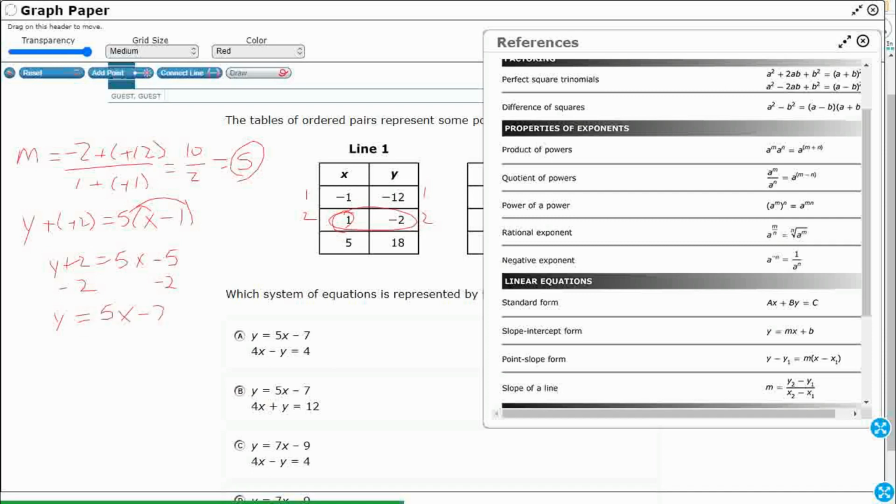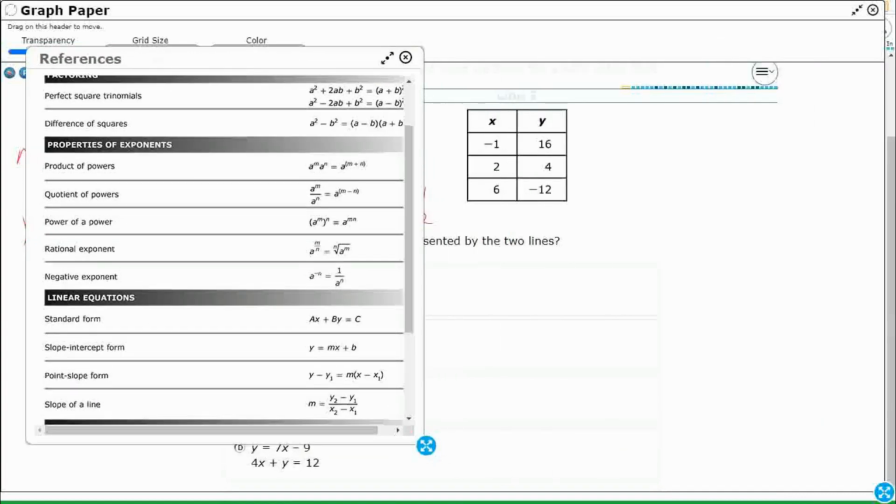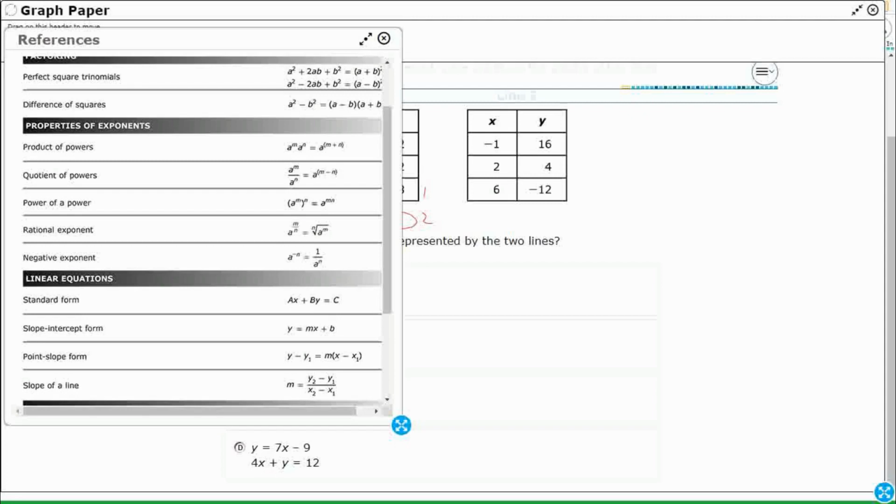All right, so that's my first one, and it looks like I'm pretty good on A and B. So that was my slope-intercept form. So it looks like my next one is going to be standard form. So let's do the same thing, and let's just use x1, x2, y1, y2. We need to find the slope. So my m is going to be y2, 4 minus y1, 16. So that's going to give me negative. And then x2 minus negative 1.